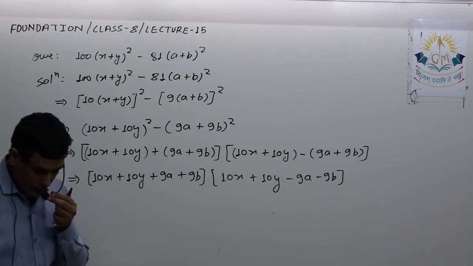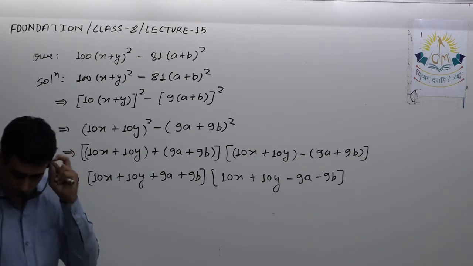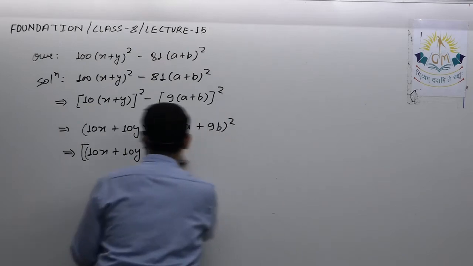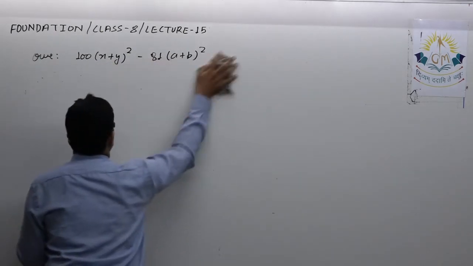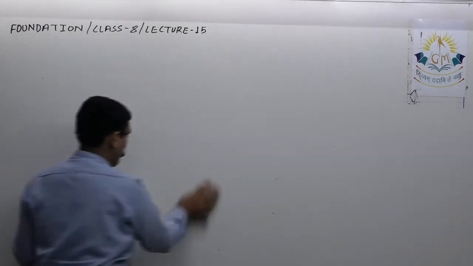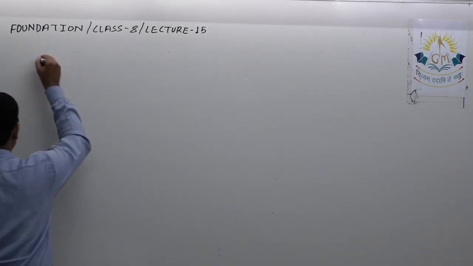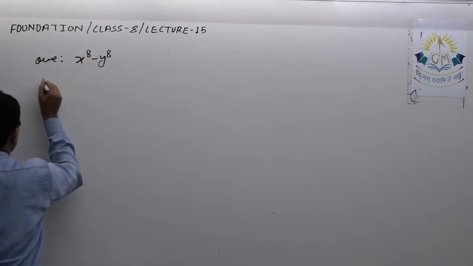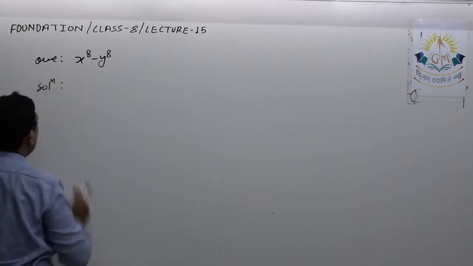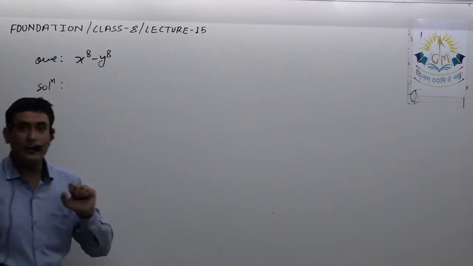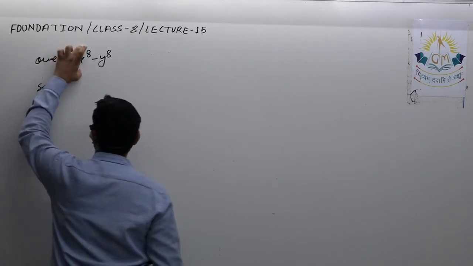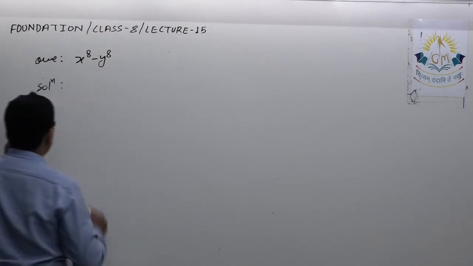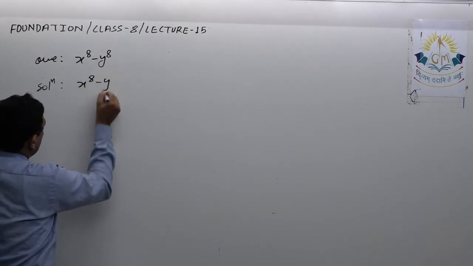Okay, so now the next question is x raised to 8 minus y raised to 8. So again, you can see that it is not possible to apply any identity directly, but definitely this x raised to 8 is a complete square, and this y raised to 8 is a complete square. So we write these two in the form of a complete square, and then I apply the identity.